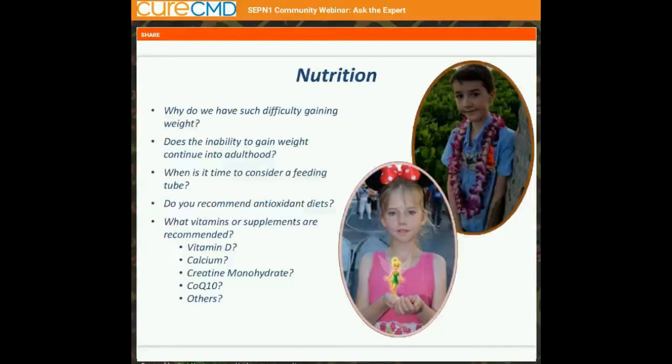Do you recommend antioxidant diets, and what vitamins or supplements are recommended? For me, I'm just looking at the list here, I always recommend that everybody get a vitamin D level checked. That's mainly because you definitely want to supplement to maintain your bone strength and prevent fractures in the future. Usually I'll recommend calcium along with that if I'm doing high dose supplementation with vitamin D if someone is found to be deficient.